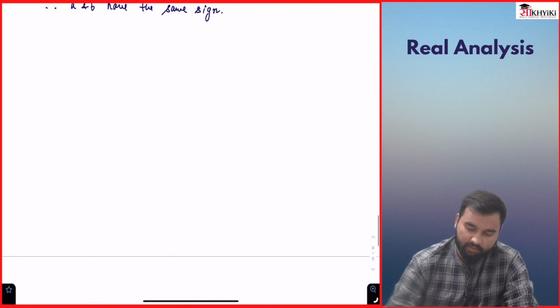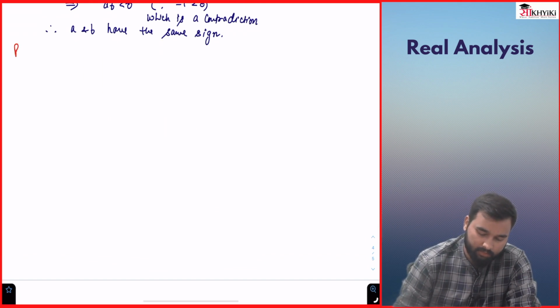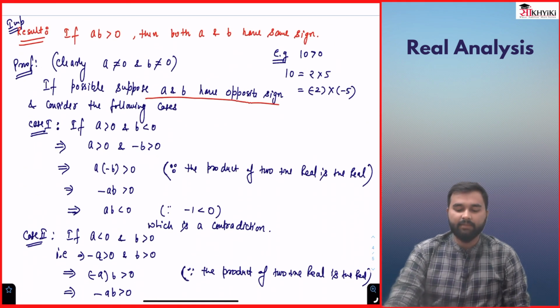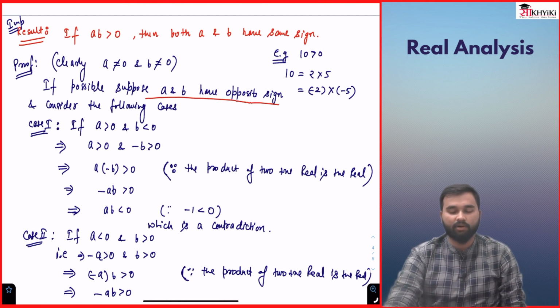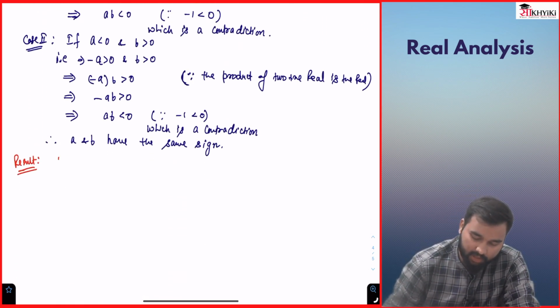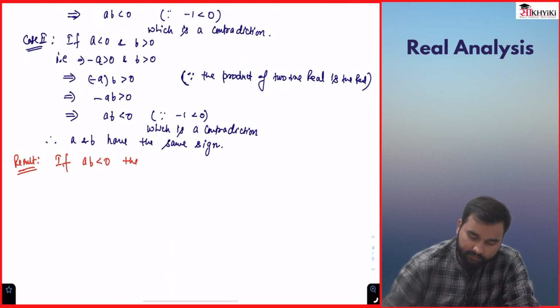Let's do the final result of this class. Yes, we have proved that if AB is positive, the product of two real numbers is positive, then both A and B have the same sign, right? Okay, now we prove that if the product of two real numbers is negative, then A and B must have opposite signs.